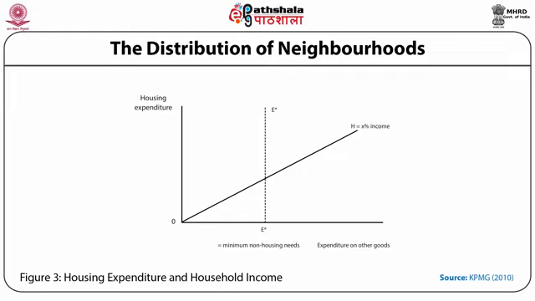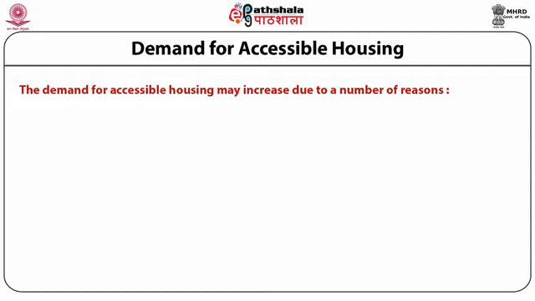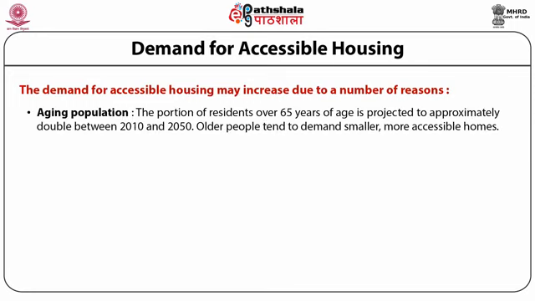However, the accessibility along with affordability greatly influence the demand for housing that is assumed to have negative association with housing prices as well as rent. If housing prices or rents are higher, transport expenditures are higher due to lower accessibility, people are left with fewer savings, leading to lower demand for housing. The demand for accessible housing may increase due to a number of reasons. Number one, aging population. The proportion of residents over 65 years of age is projected to approximately double between 2010 and 2050. Older people tend to demand smaller and more accessible homes.